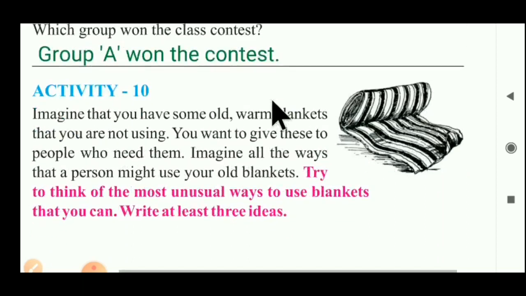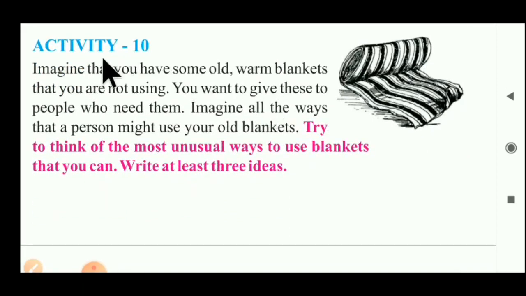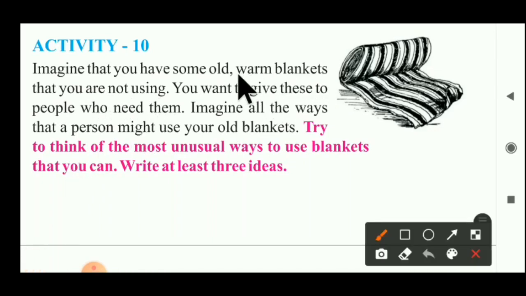Now activity number 10th we have to do. What is this? We have to understand about it. Activity number 10th. Imagine that you have some old warm blankets that you are not using. Imagine you have some old warm blankets. Everybody knows about blankets. Some warm blankets with you that you are not using now. It's a leftover things for you. It's a trace for you. Warm blankets. You want to give these to people who need them, and now you want to give these things, means warm blankets, to people who need them.